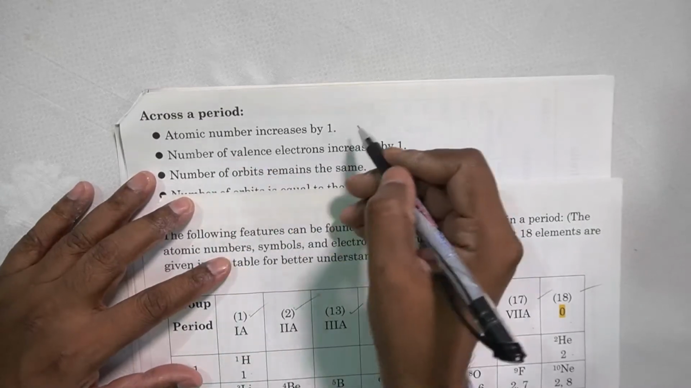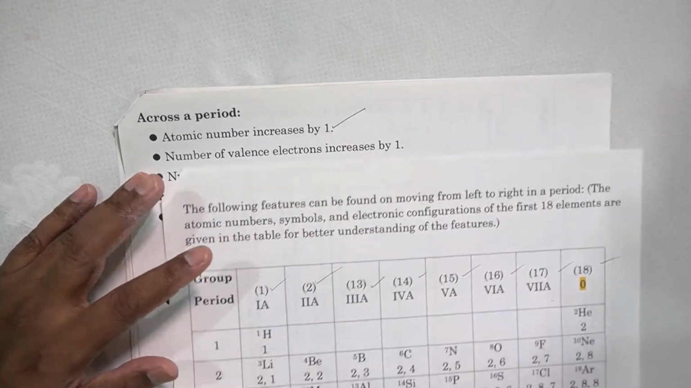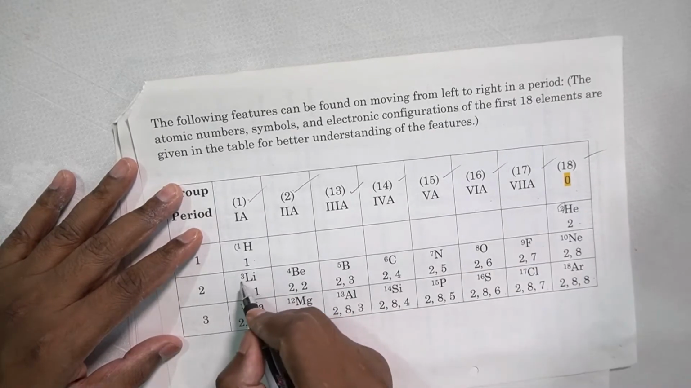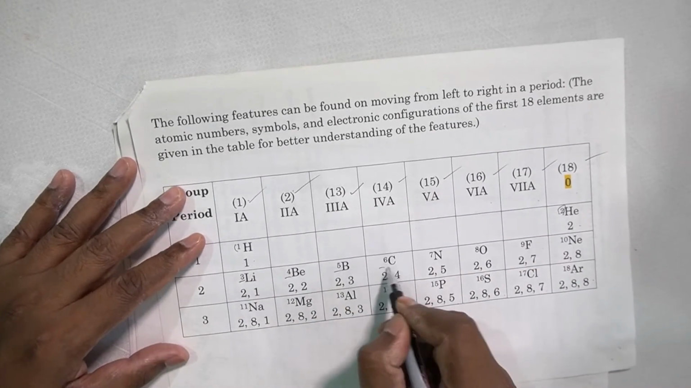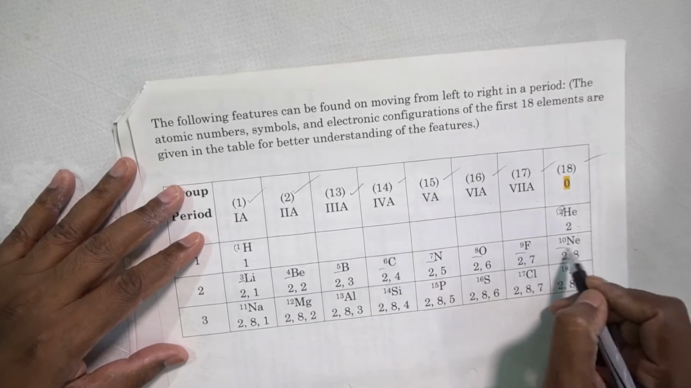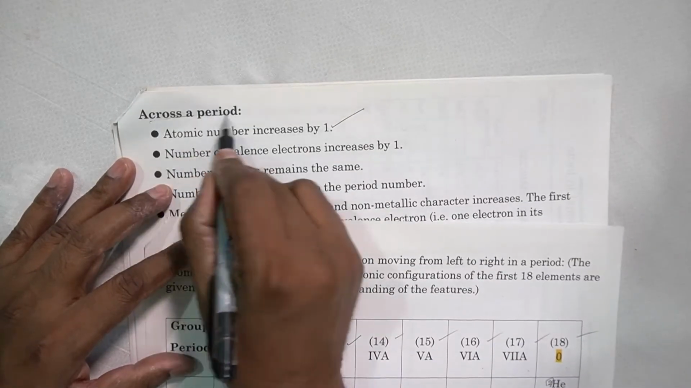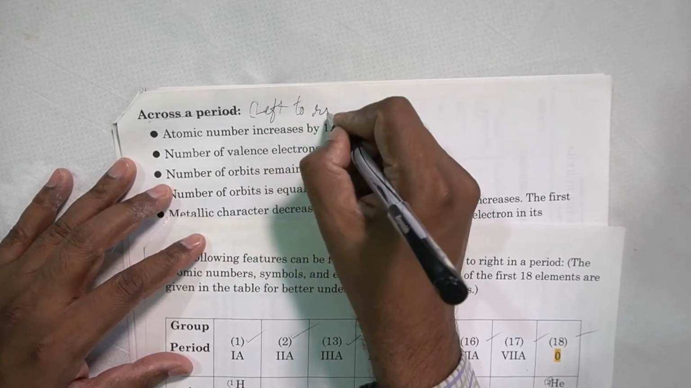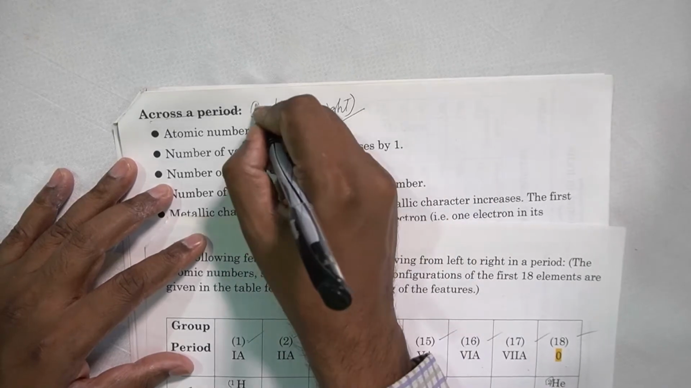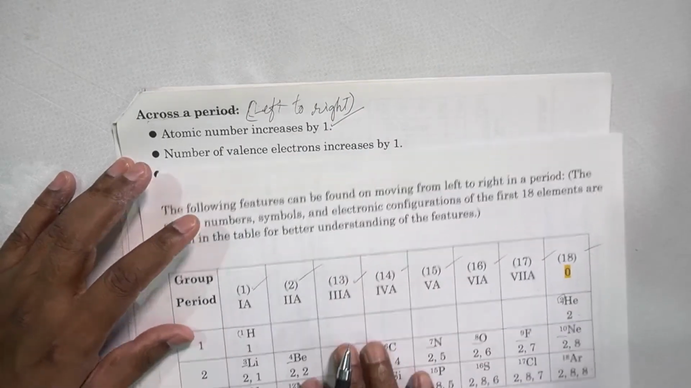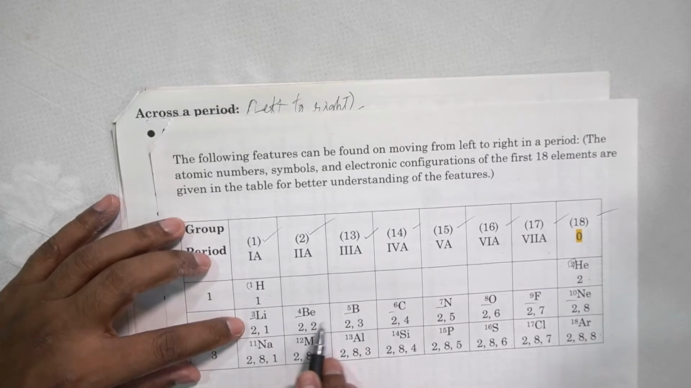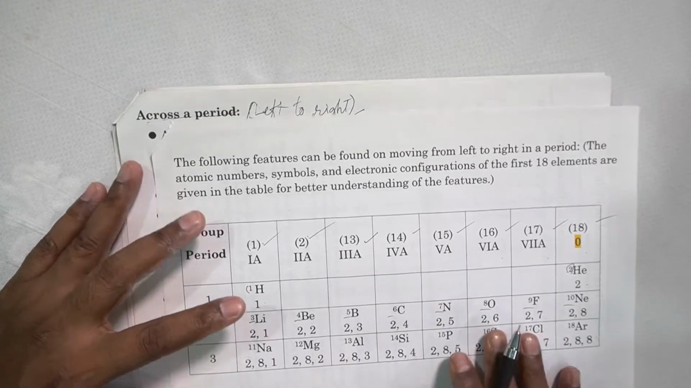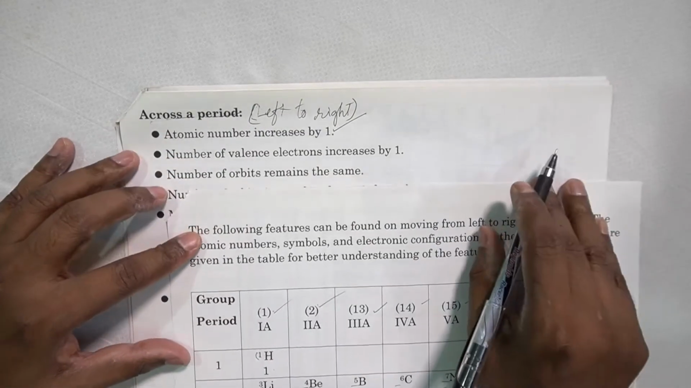The first thing is atomic number increases by 1. If you check atomic number 1, and here it is 2, then 3, 4, 5, 6, 7, 8, 9, 10. So we are talking about across a period, means left to right. If you move from the left side to the right side of the periodic table, what you will see is atomic number increases by 1: 1 and 2, 3, 4, 5, 6, 7, 8. If you start here, 11, 12, 13. So it goes on increasing by 1 addition every time.